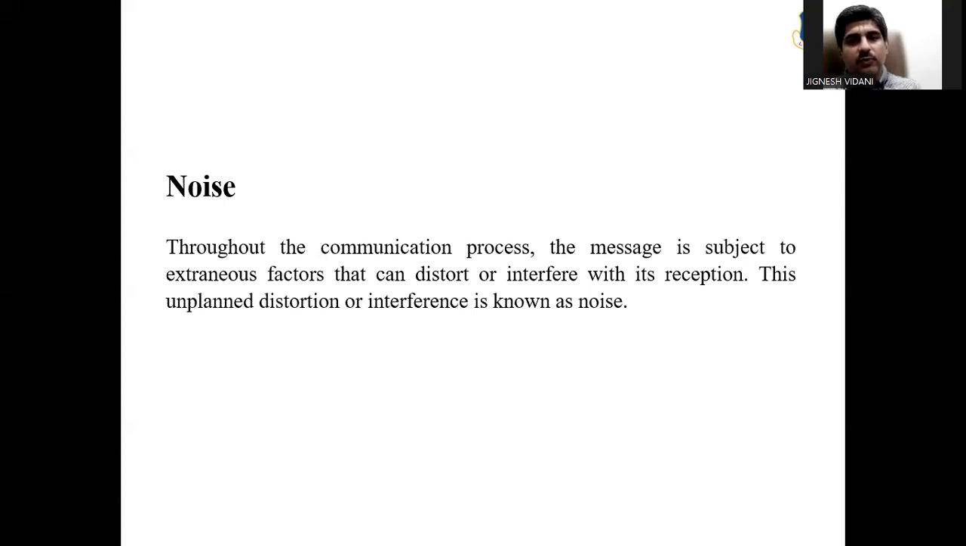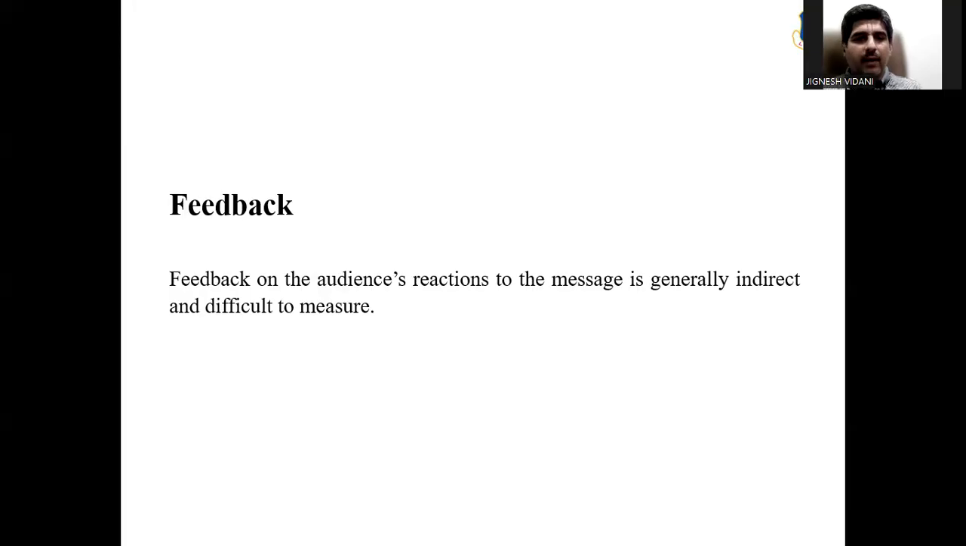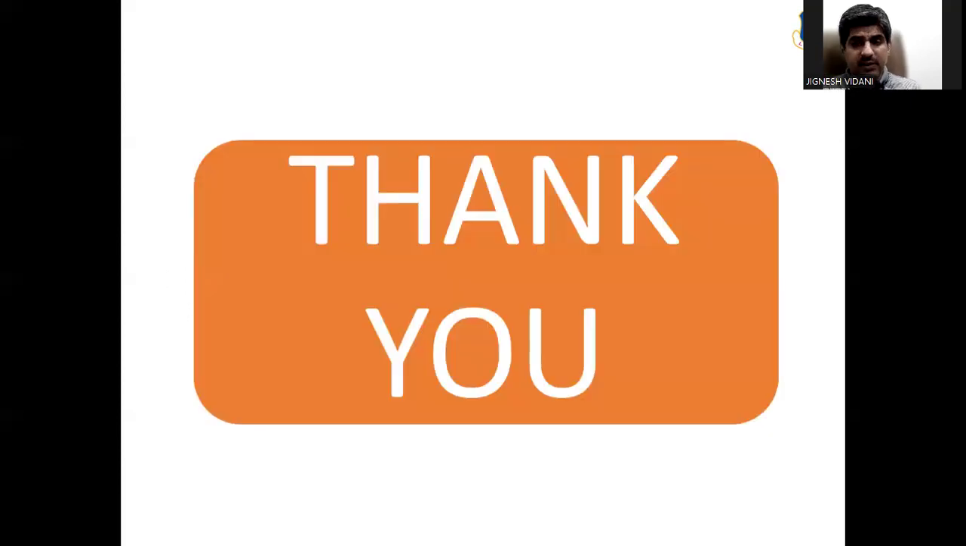Noise. Throughout the communication process, the message is subject to external factors that can distort or interfere with its reception. This unplanned distortion or interference is known as noise. Response. The receiver's set of reactions after seeing, hearing, or reading the message is known as response. Feedback. The feedback on the audience reaction to the message is generally indirect and difficult to measure. With this, we complete the communication process under integrated marketing communication, new chapter.